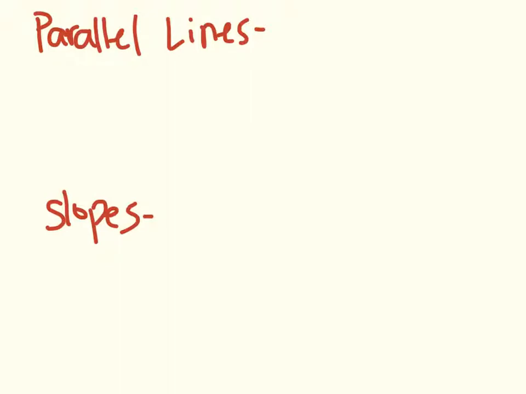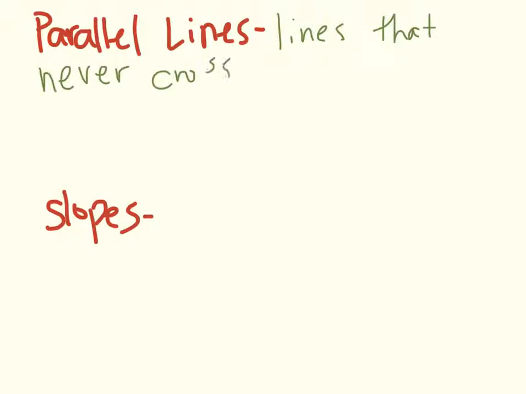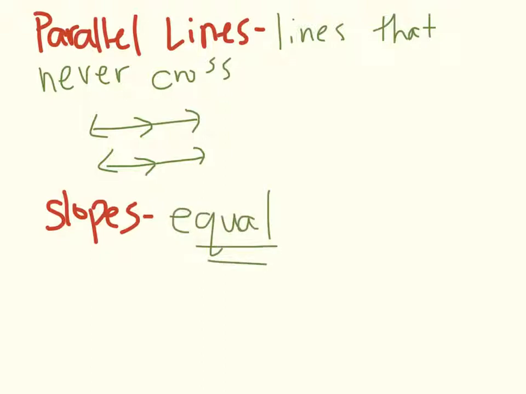So just a reminder, parallel lines are lines that never cross. Remember, parallel lines will never cross each other. They're going to keep going. We usually see these arrows to represent that they're parallel. When we think about two parallel lines on a coordinate plane, their slopes are equal. They are exactly the same.